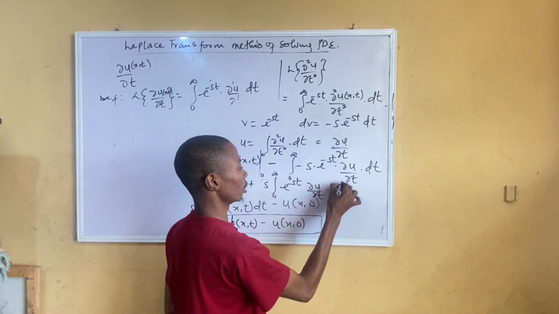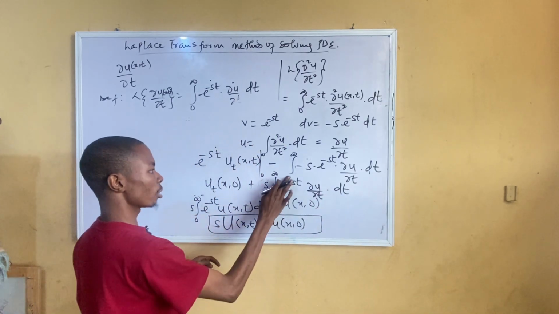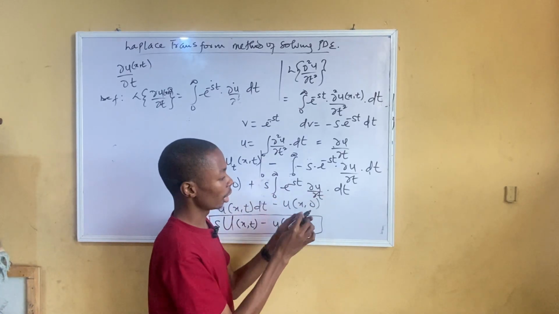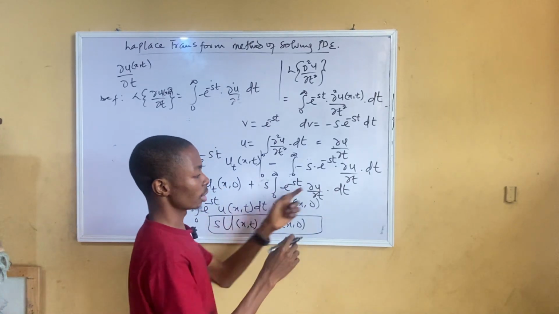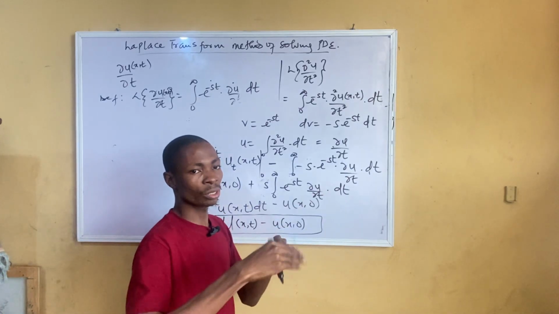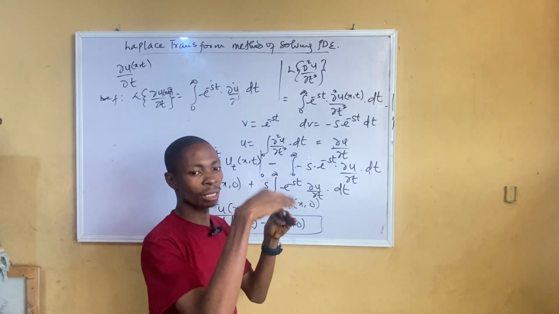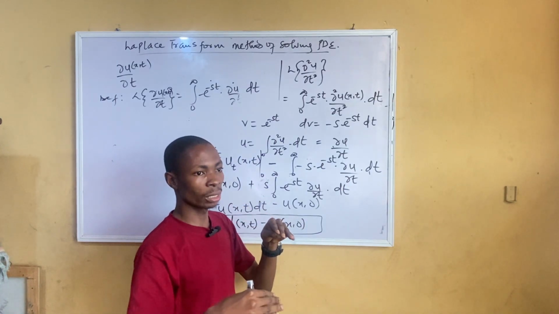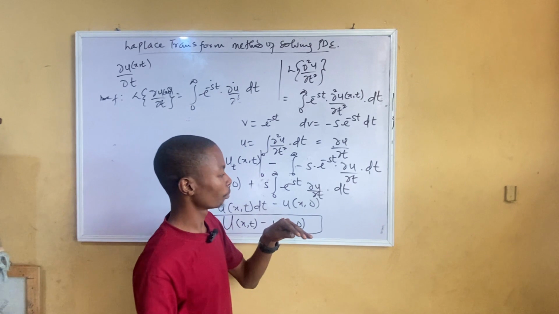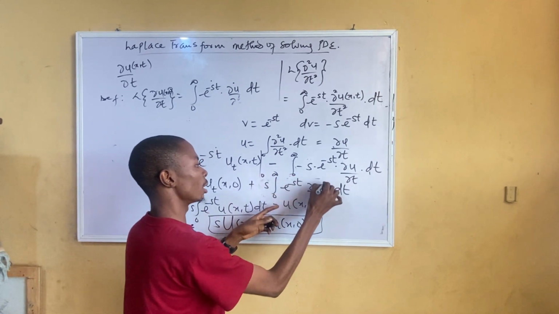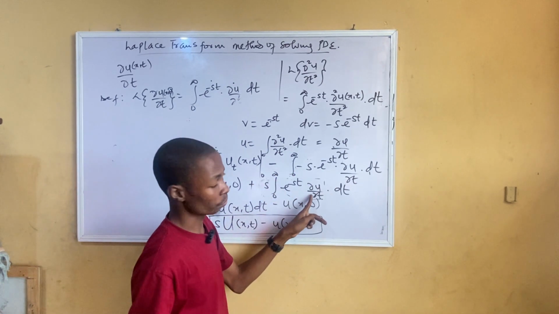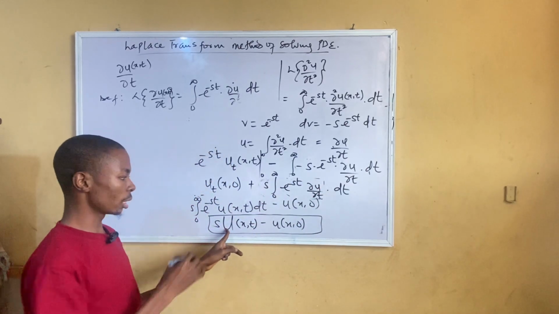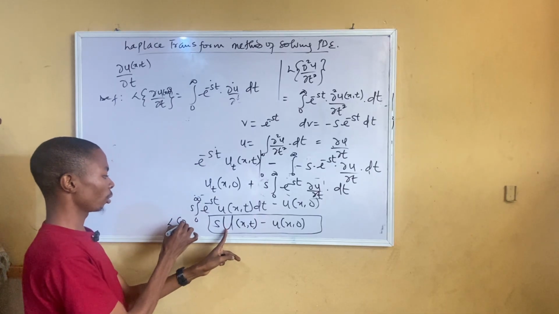What does this tell us? What we have inside this integral is the Laplace transform of the first derivative. If you take the Laplace transform of the second derivative, it will take it back to the Laplace transform of the first derivative. If you take that of the first derivative, it will take it back to the original function. So this is the definition of the Laplace transform of the first derivative, the Laplace of du dt.